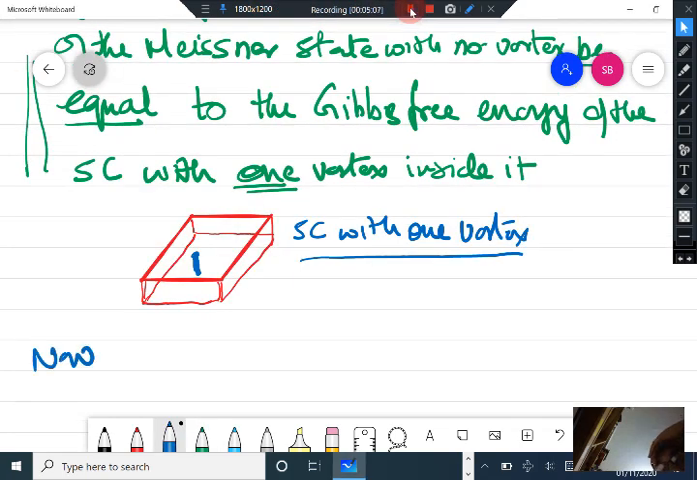Now let us consider a superconductor with just one vortex. You have a superconductor with one vortex which is created here. This is the length of the superconductor. The thickness of the superconductor, or the length of the vortex, is L, the length of the vortex present through the superconductor.